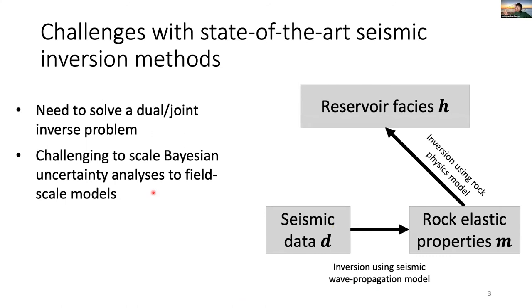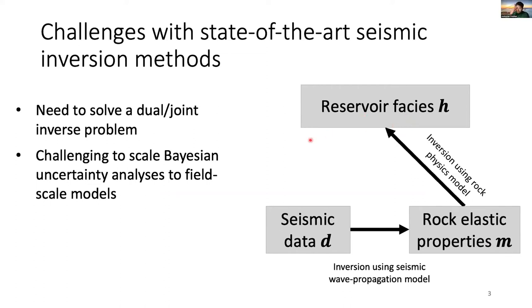Now, coming to the conventional methods of doing seismic reservoir characterization, we generally solve a seismic inverse problem. When the goal is to estimate the facies, we solve a dual inverse problem. We have our seismic data D. We use our wave propagation model to invert for the rock elastic properties, Vp, Vs, and density. Then we can use a rock physics model to go to the reservoir facies domain.